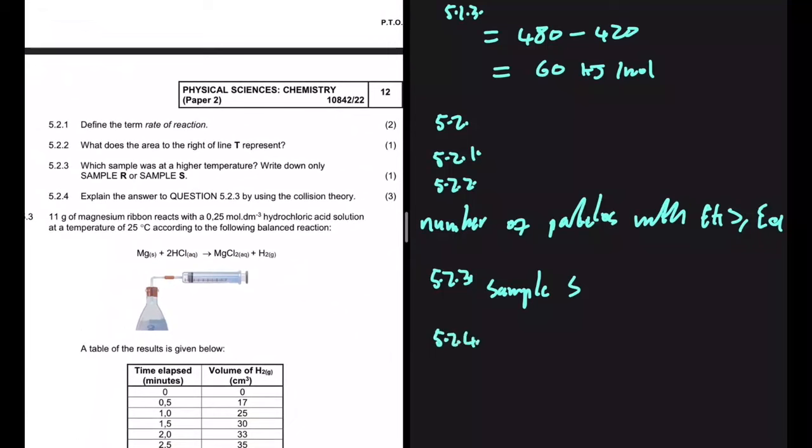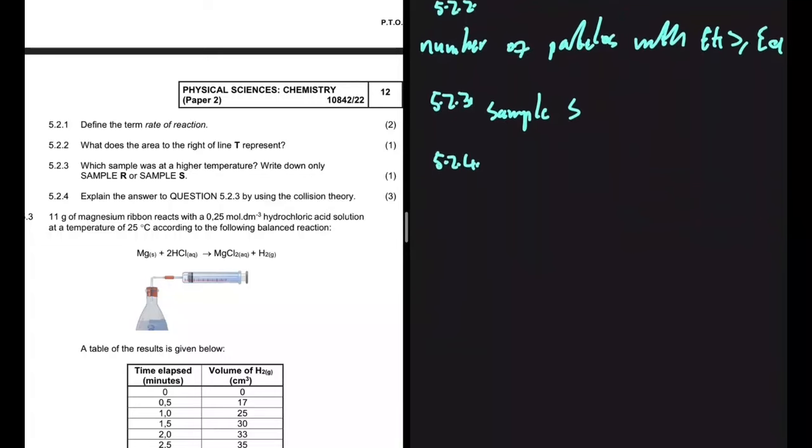5.2.4. Explain the answer to question 5.2.3 by using the collision theory. So we know fully well that when the temperature increases, the particles will gain kinetic energy. The average kinetic energy of the particles is going to increase. And then more particles will have sufficient kinetic energy, that is the kinetic energy that is equal to or greater than the activation energy. So the area under the graph to the right of line T should increase, just like we saw with sample S.